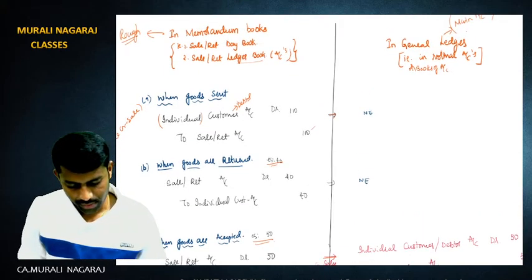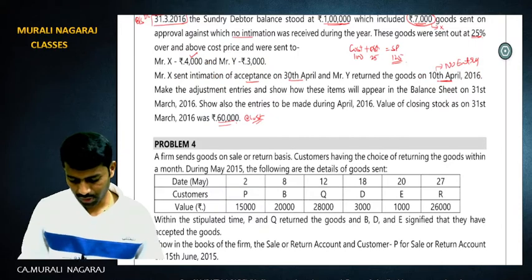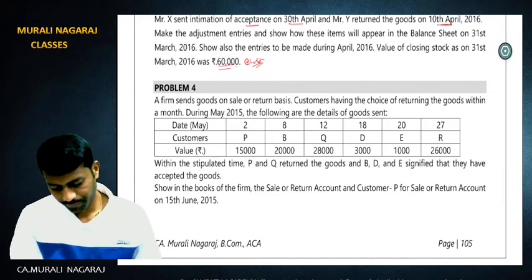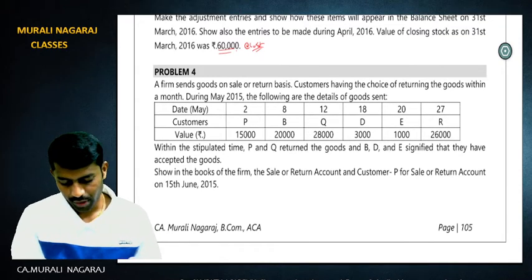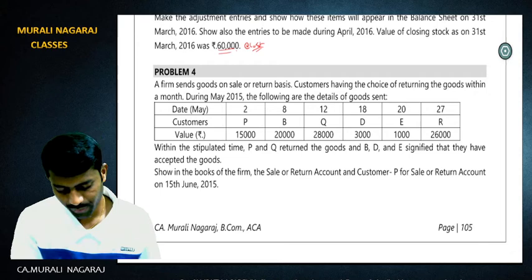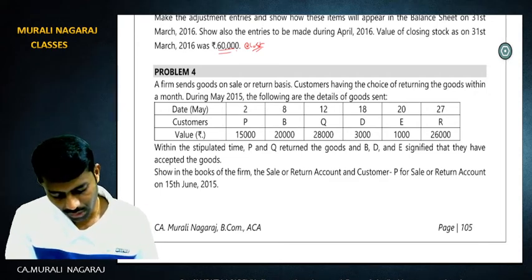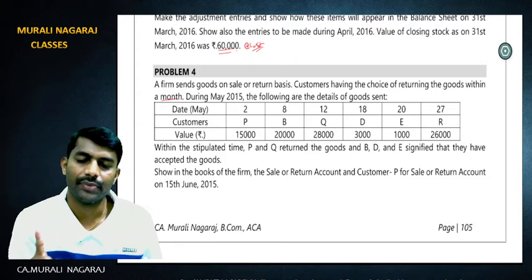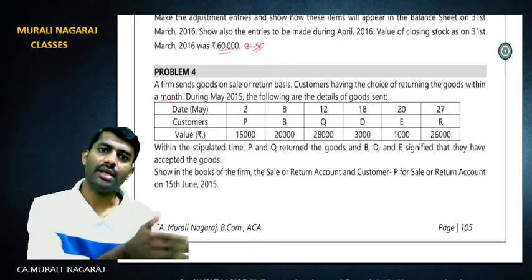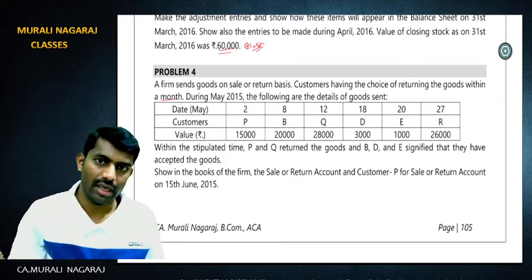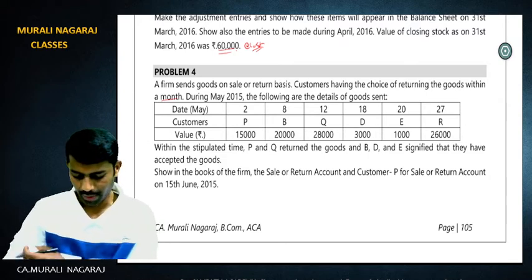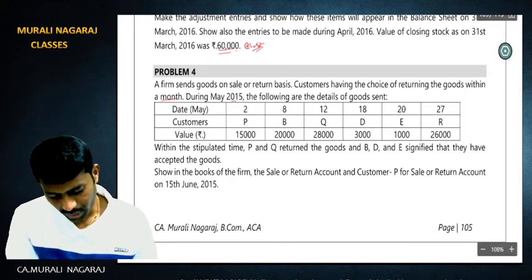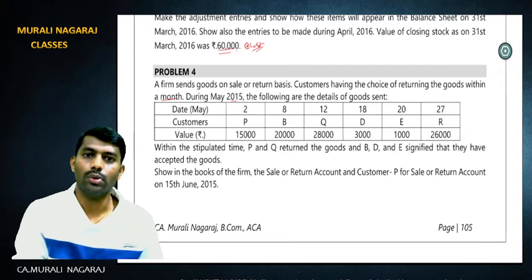So let's go to the problem. Question number 4. Now look out. A firm sends goods on sale or return basis, customers having the choice of returning the goods within a month. So the duration is 1 month, 30 days. Correct? So I will send it today, and within 30 days, anytime they can accept or reject. Let us see what happened. During May 2015, the following are the details of the goods sent.